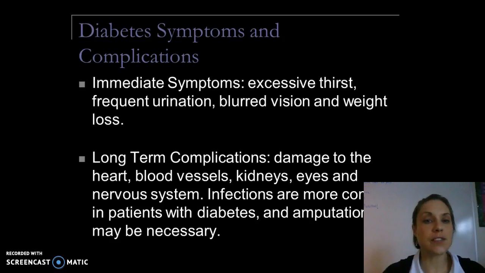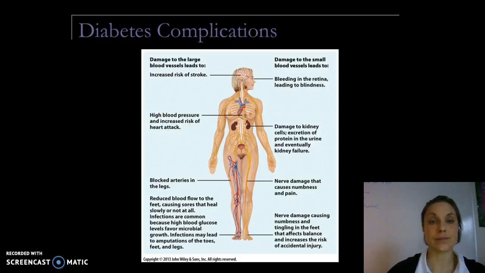Immediate symptoms of diabetes include excessive thirst, frequent urination, blurred vision, and weight loss, all of which are because glucose does not have the ability to get into any cells in order to produce energy, and thus is trying to be excreted from the body from any mechanism possible. Long-term complications can involve damage to the heart, blood vessels, kidneys, eyes, and nervous systems. Infections are much more common in patients with diabetes, and amputations could be necessary.